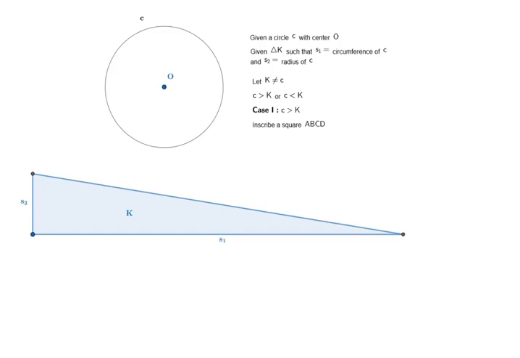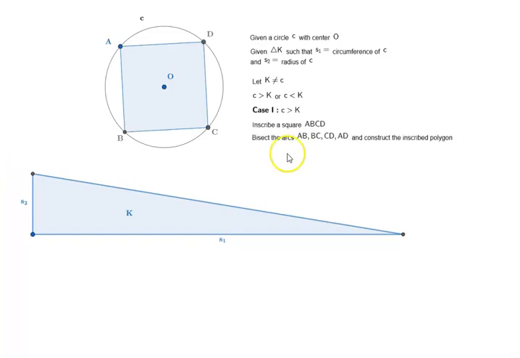Inscribe a square ABCD. Let's mark the points A, B, C, D. Bisect the arcs AB, BC, CD, and AD and construct the inscribed polygon. So we bisect AB at E. When I say bisect AB, I'm talking of the arc AB, and likewise bisecting the arc AD. I'll restrict myself to only this part and the others follow the same logic.